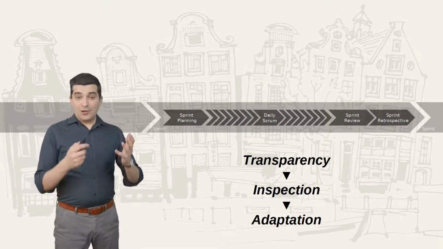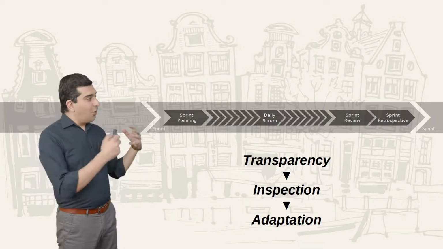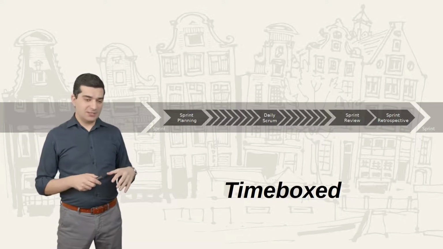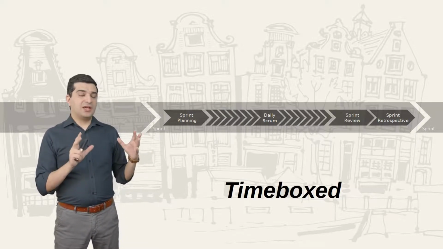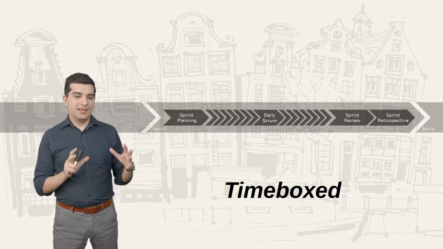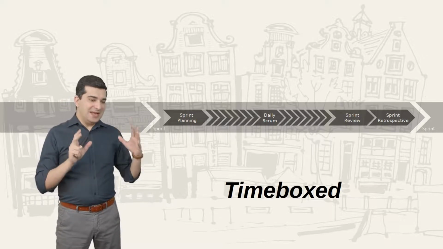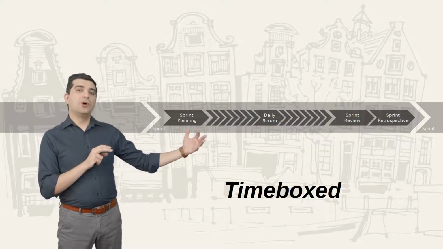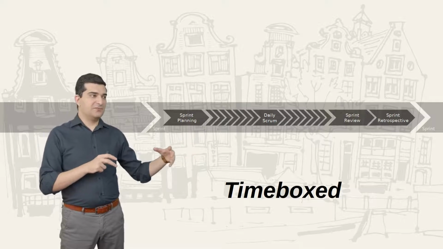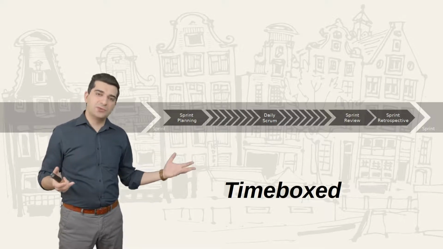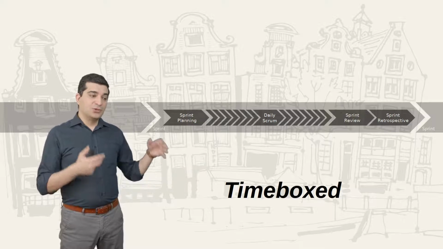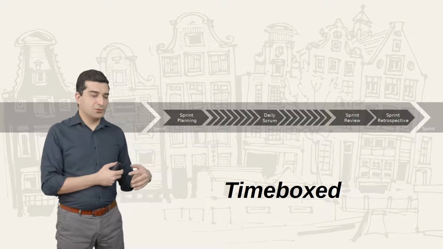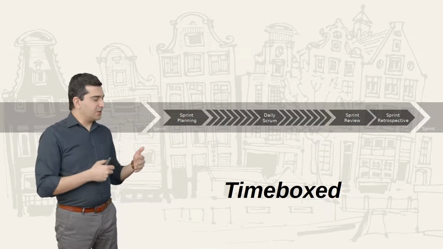The other thing that I also mentioned in one of the previous lessons is that all the events are time-boxed. Being time-boxed means that they have a duration that you set beforehand and you never expand it. The sprint itself is 1 month or shorter. So for example, you decide that you want to have 2-week sprints in your project. So all sprints will be 2 weeks, unless you decide to change it in the future. But you never change it in the middle of the sprint.